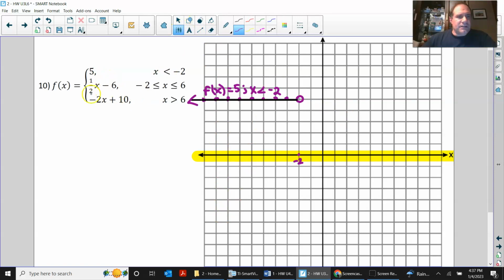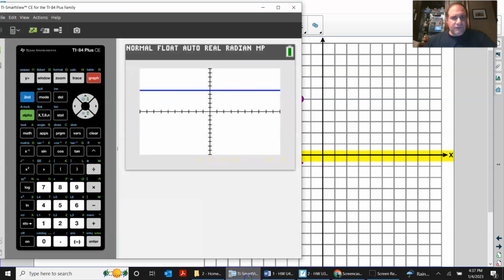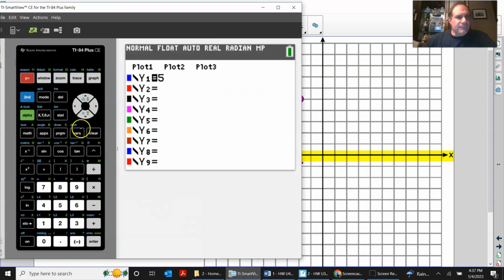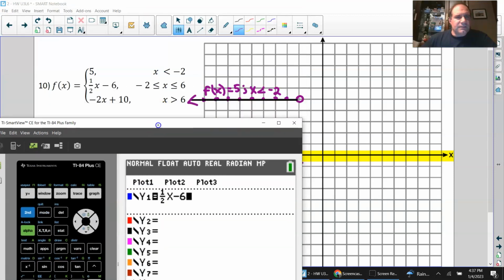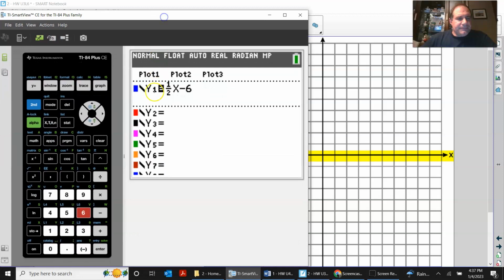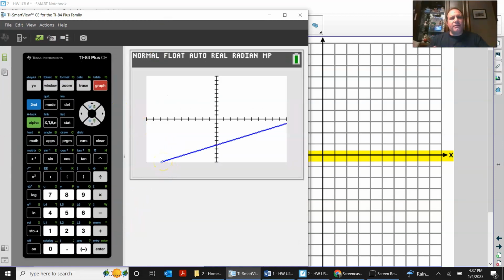All right, you can even erase this. That's finished. Now we have y equals a half x minus 6. Let me grab the calculator again. Clear that out. Alpha x, 1/2 x minus 6. I think that's what it said. Yes, -6. And we're going to press graph. That is the entire graph.